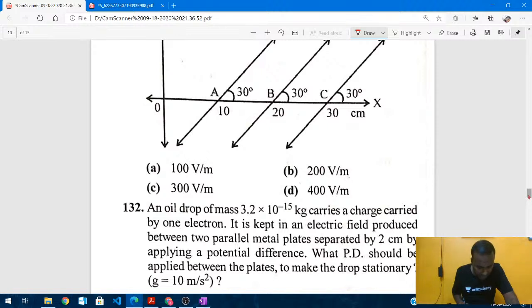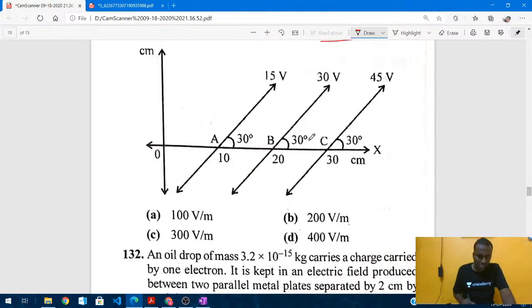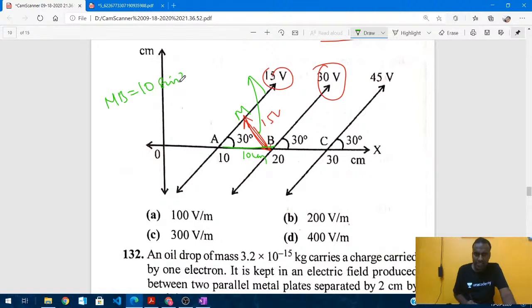Amulya, Sharmila, Vijay, Anuj, kindly answer, students who are present live. See here, if you observe, the potential difference from here to here is 30 minus 15. You can say 15 is the potential difference, and we need its length. What is the length, students? 10 centimeter. Now between these two, this is M, so MB is equal to 10 sine 30 centimeters. Sine 30 is 1 by 2, so we can mention 5 centimeters.